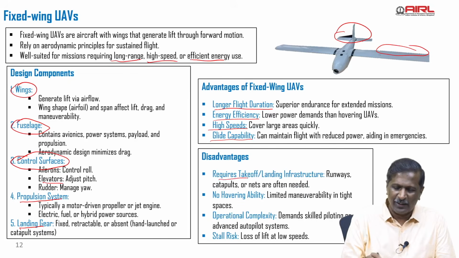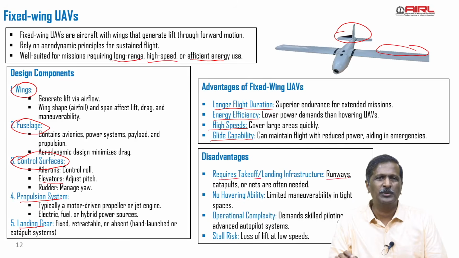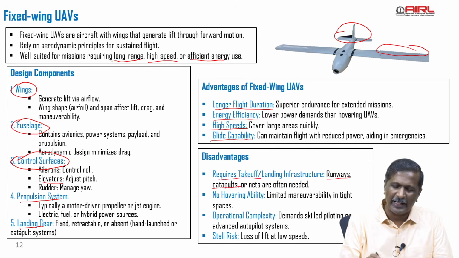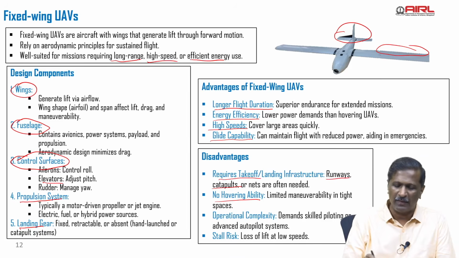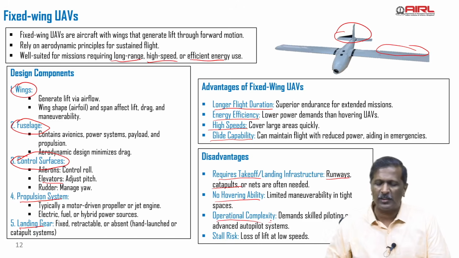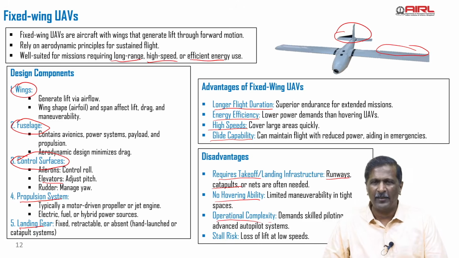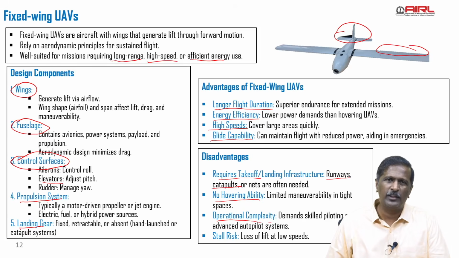So they cannot take off and land vertically, which means they need a runway to launch, or you could use a catapult launch. High power catapult launch is possible. They don't have the hovering ability. Operational complexity comes into the picture, and you need a highly skilled operator when you want to fly them, because it's operating at high speed, right? The skills required to control these drones remotely are really challenging.